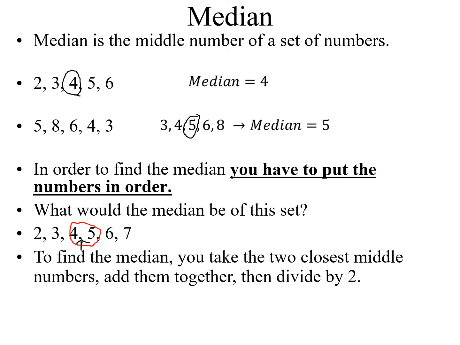So I'm going to add those and divide by 2. So 4 plus 5 divided by 2, 9 divided by 2, 4.5 is the median. Sometimes you'll get a 0.5, sometimes you'll get a decimal, sometimes it might be a whole number. So anytime there's no true middle number, take the two closest, add them together, divide by 2.